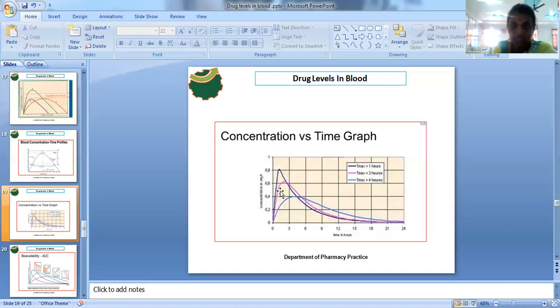This is the Tmax for 1 hour. This is the Tmax at 2 hours. That means Cmax is shown at 0.8 microgram per ml. Here, at 2 hours, the Cmax is shown at 0.7 or so. Whereas here the Tmax is 4 hours, and the Cmax is 0.44 microgram per ml. Here the representation is the concentration versus time graph with respect to the Tmax.